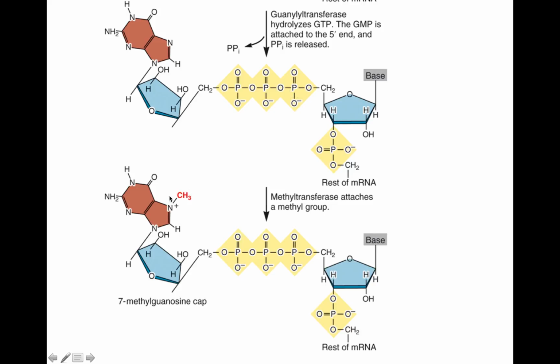To make it a little more stable, we'll add a methyl group here, and that's the final structure of the 7-methylguanosine cap. Okay, this is it. So it's a 5' 5' carbon.